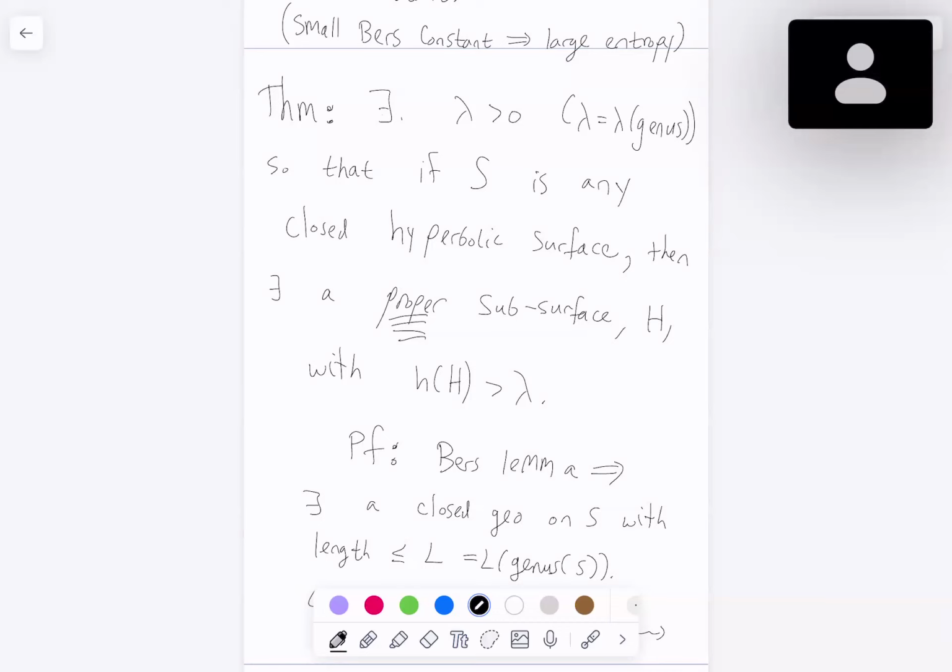Sorry, Tarik. I have a question. So, what is your definition of entropy in the case of surfaces with a boundary? In the case of a surface with boundary, yeah, because if there is no boundary, the entropy is one. Yeah, the entropy is one, exactly.